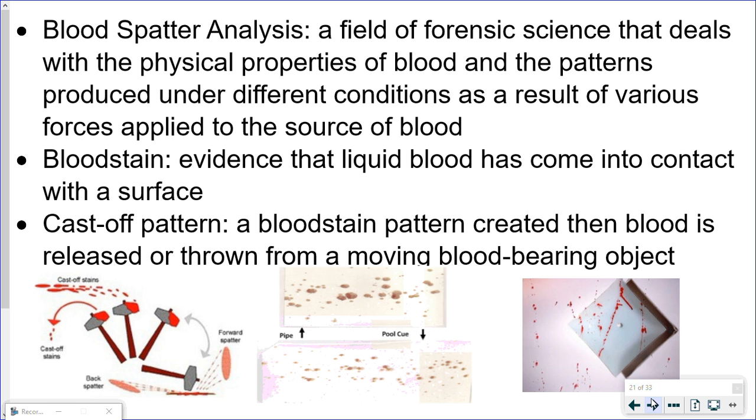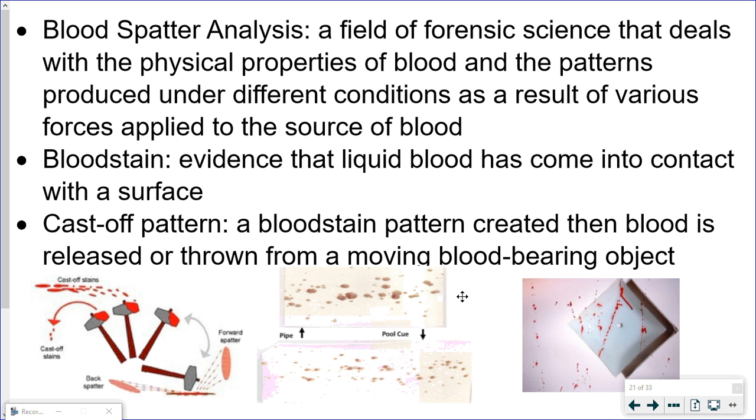And then we have cast-off patterns. These are blood stains created when blood is released or thrown from a moving object that is covered in blood. So the images below show some of the different cast-off patterns you might have. So the image in the bottom left shows how it happens. We have a hammer that strikes blood. You have some back spatter and forward spatter on the walls or areas. Well, when the hammer is pulled back, some of that blood gets flung off of it, creating a cast-off stain.